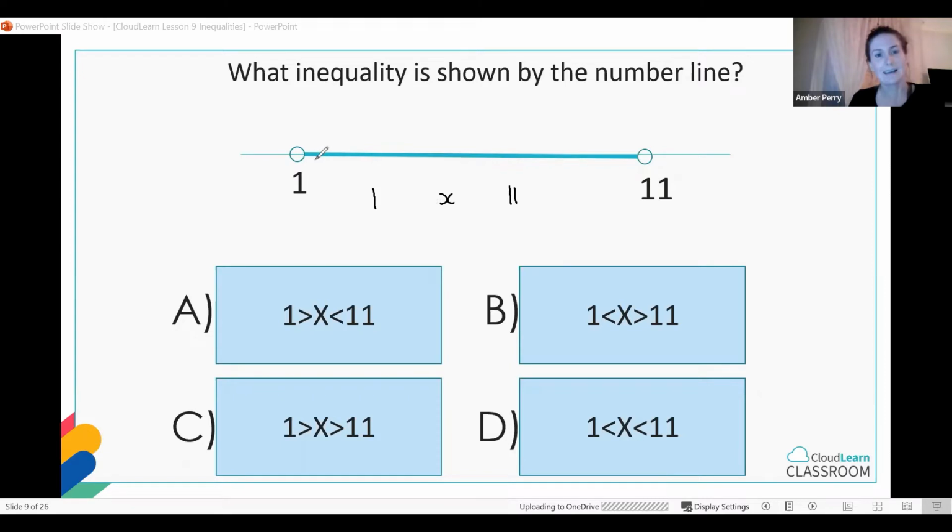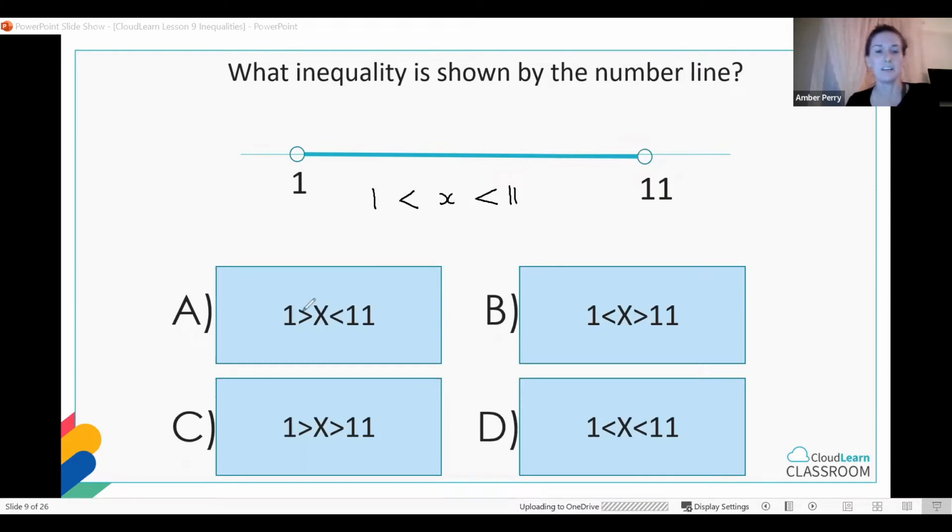Now, X has to be bigger than 1. It has to be greater than 1. So when I write my inequality sign, I'm going to write it with the bigger side of the inequality sign facing the X, because it has to be bigger than 1 there. But X also has to be smaller than 11. So I'm going to write it with the smaller side of the inequality sign facing the X, so that it shows that X is less than 11 and 1 is less than X.